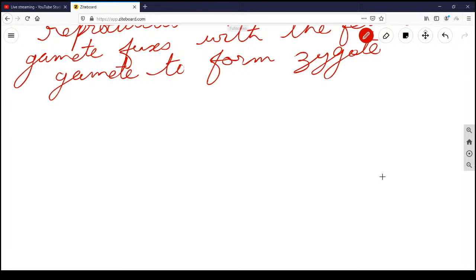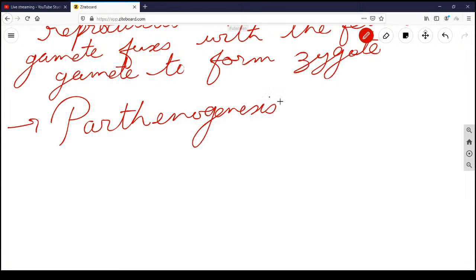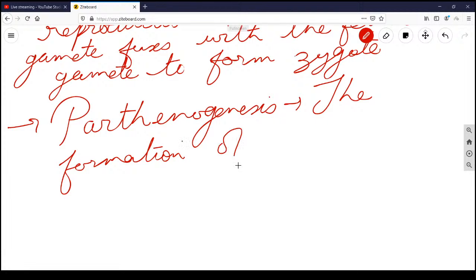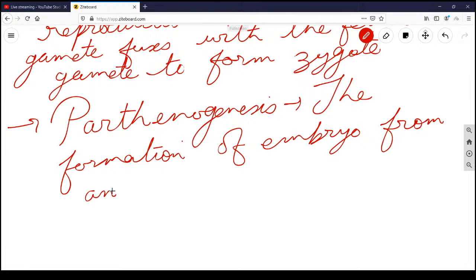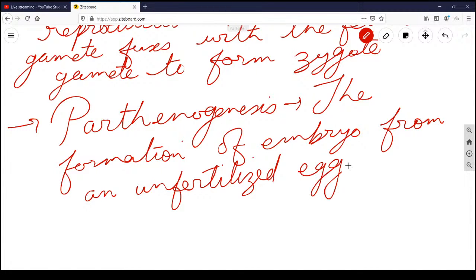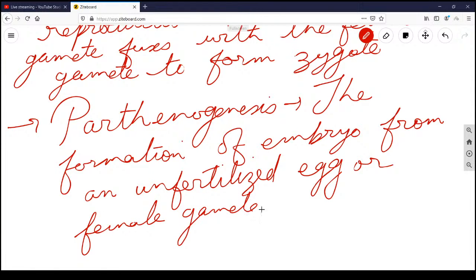Now, what is parthenogenesis really? Parthenogenesis means the formation of an embryo from an unfertilized egg or female gamete. Here, meiosis has occurred. There, meiosis did not occur. So that is the slightest of differences present between apomixis, parthenogenesis, and one more thing I included, amphimixis.